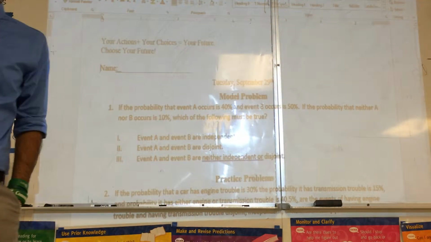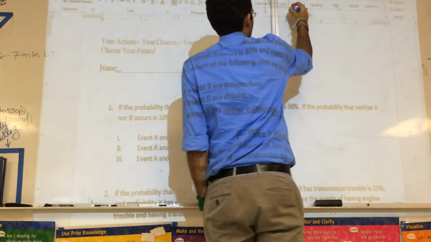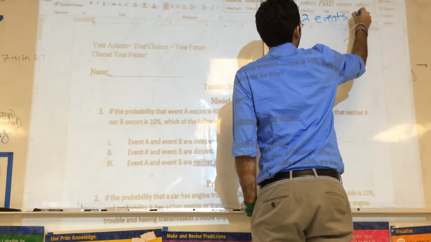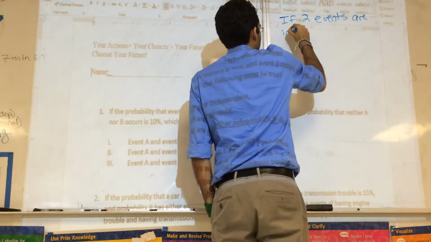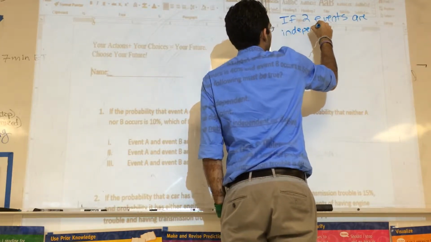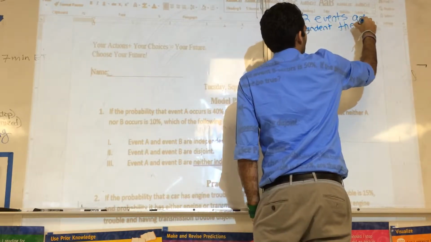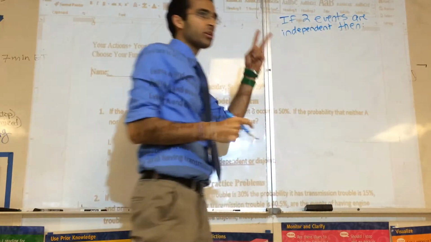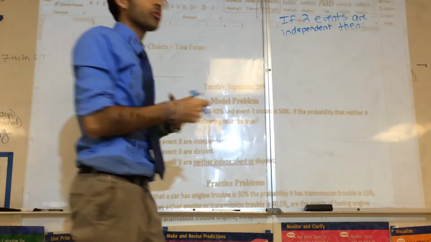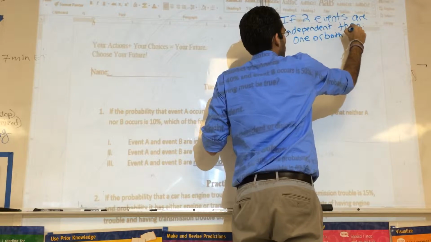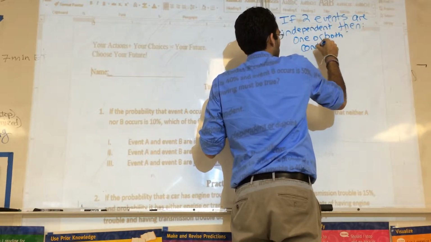If two events are independent, then one of these two conditions will be true, one or both. Then one or both conditions will be true.